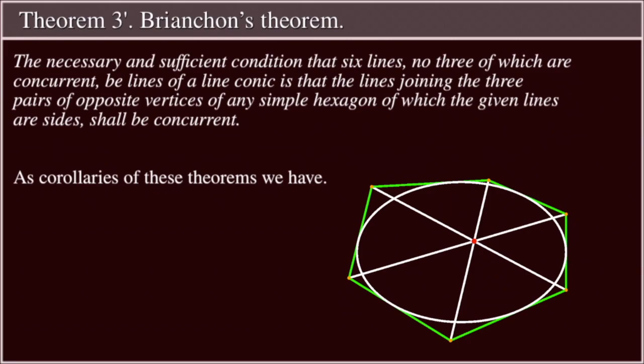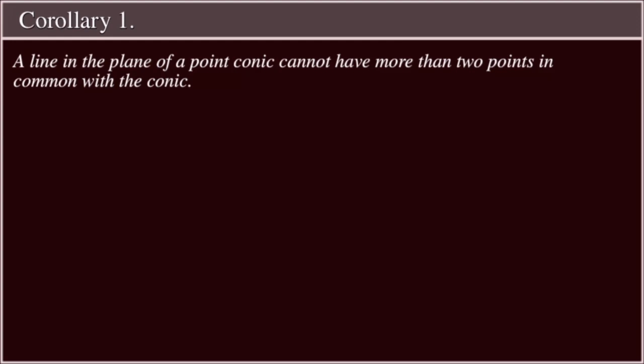The necessary and sufficient condition that 6 lines, no 3 of which are concurrent, be lines of a line conic, is that the lines joining the 3 pairs of opposite vertices of any simple hexagon, of which the given lines are sides, shall be concurrent. As corollaries of these theorems, we have Corollary 1. A line in the plane of a point conic cannot have more than 2 points in common with the conic.